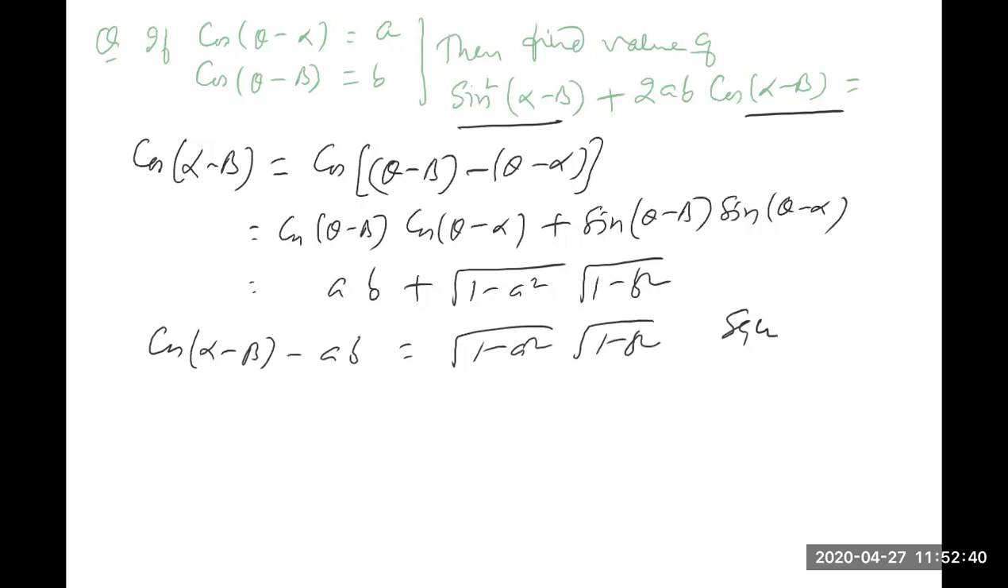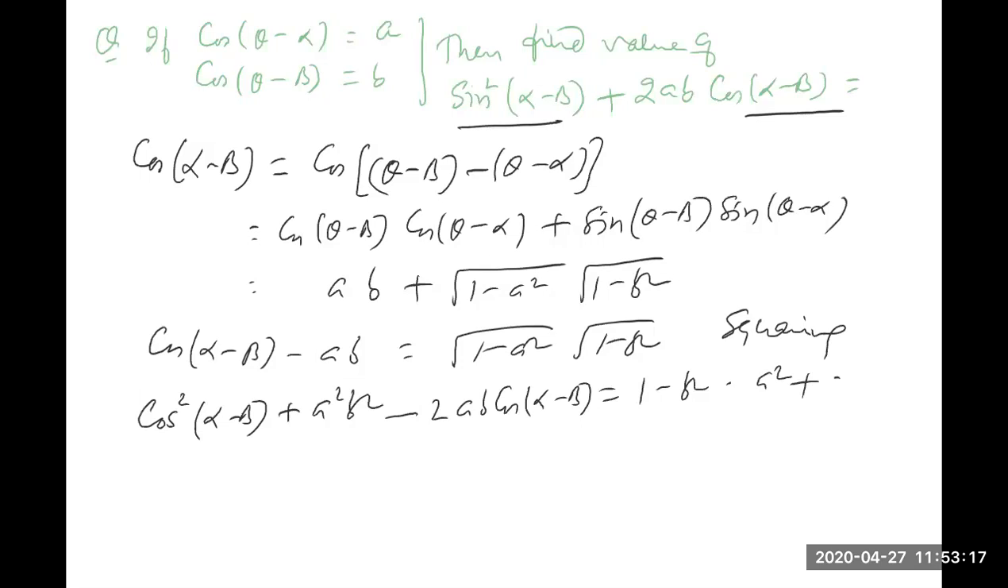Now just square both sides. This is x minus y whole square, which is x square plus y square minus 2xy. So cos square(alpha minus beta) plus A square B square minus 2AB cos(alpha minus beta) is equal to 1 minus B square minus A square plus A square B square. This A square B square will cancel out.